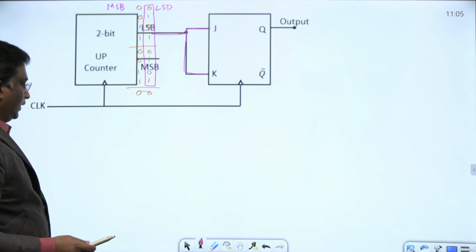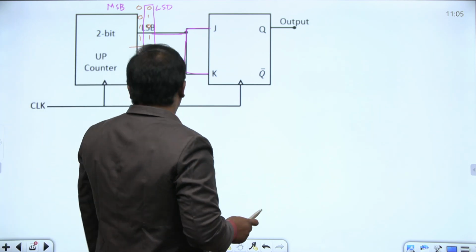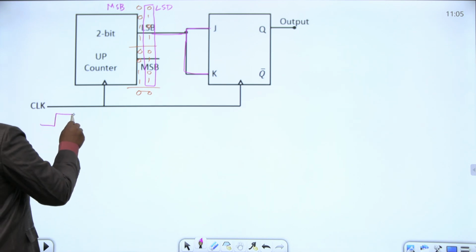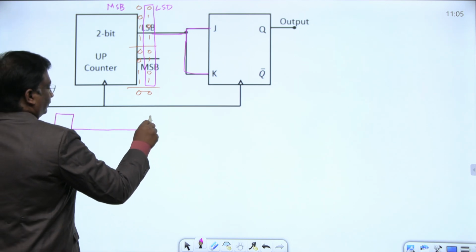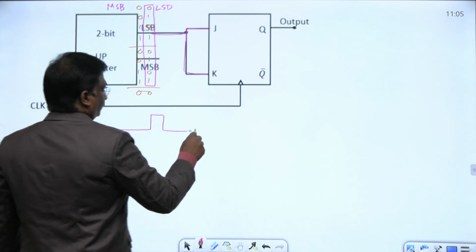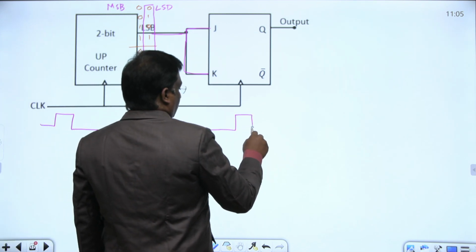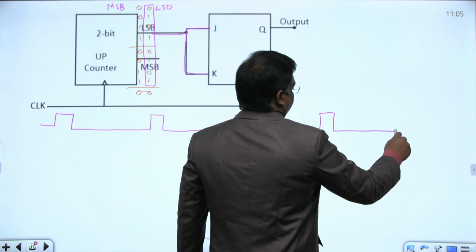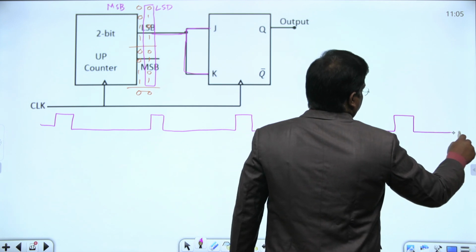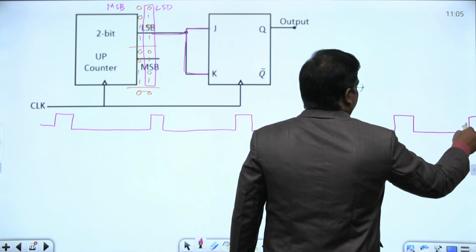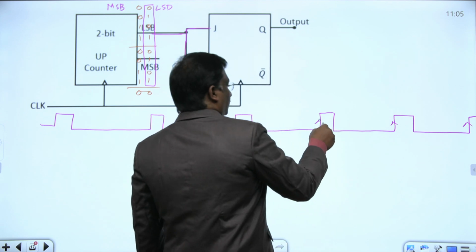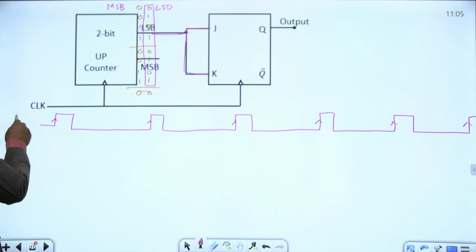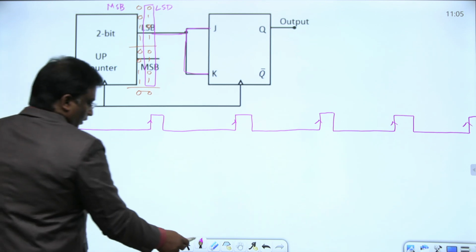And given one thing, the clock here has a 25% duty cycle. Let us take some clock here. Positive edge triggering I am taking here. Let us assume this is a clock.